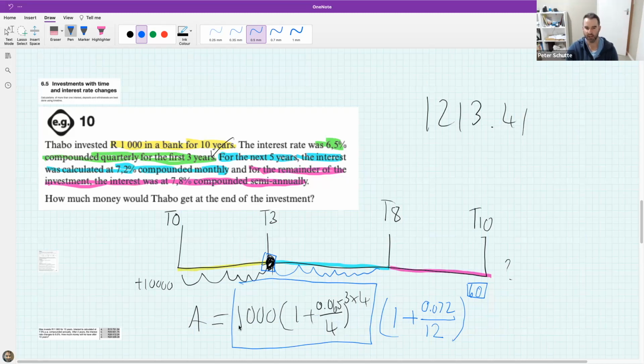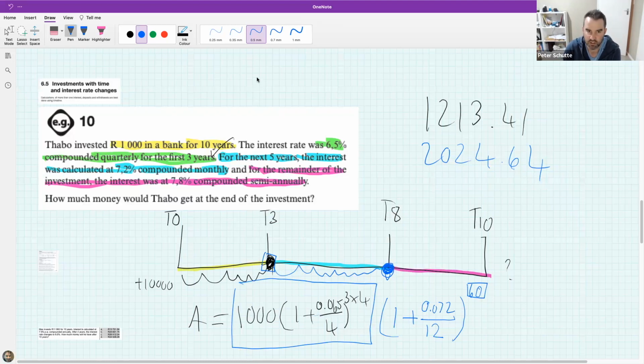What do you get if you go 1,000 times this to the power of 12 times open bracket this? What do you get in your calculator when you get to that point? Takes a bit of time to put that into a calculator. What do we end up with? So people are ending with 2024.64. And that's correct. That's the amount of money that is sitting in here.